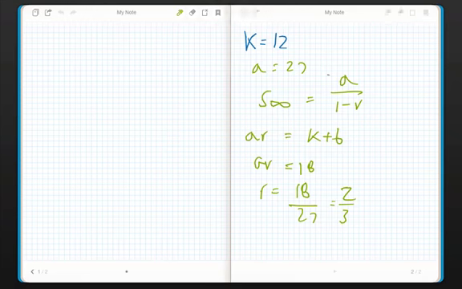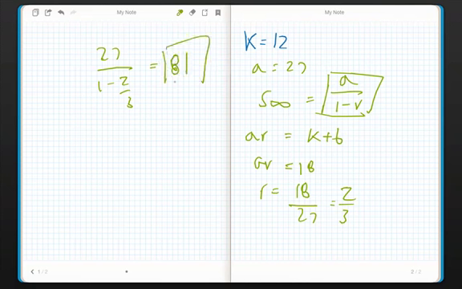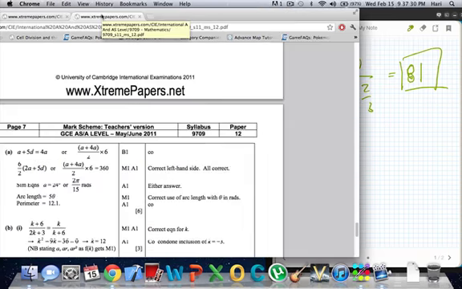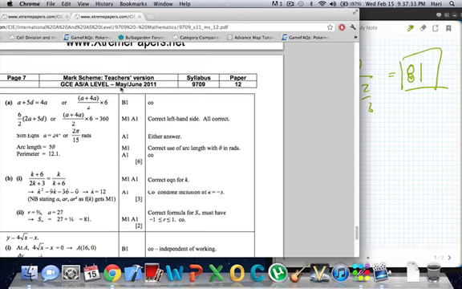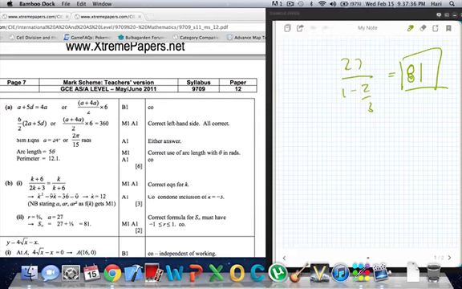So since our sum to infinity is a by 1 minus r, we know that our a is 27 divided by 1 minus 2 by 3, which is 1 minus 2 by 3. 27 divided by that answer is equal to 81. So 81 should be our answer. Let's check the answer. 81 is our answer. And that's that. If you have any questions on this problem, please email me. And see you in the next lecture.